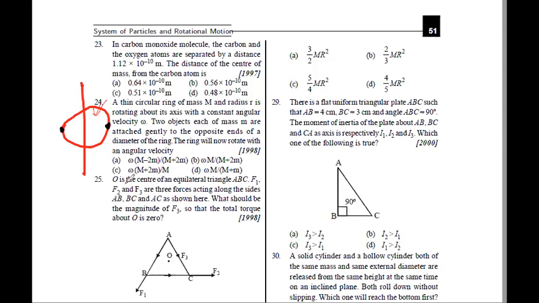Yes, angular momentum is conserved. Initially, angular momentum for the ring is M r square omega. Final: since the masses are at diametrically opposite points, we can write it as M plus 2m, into r square omega dash. So you have to find omega dash, easy. Very good. The answer is B. Very good, Shreya.